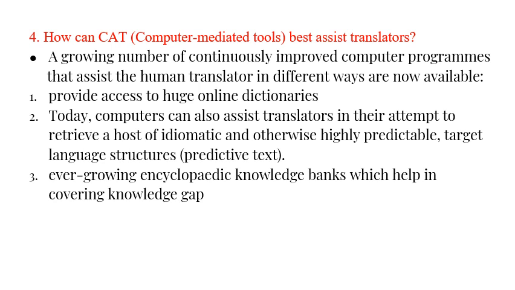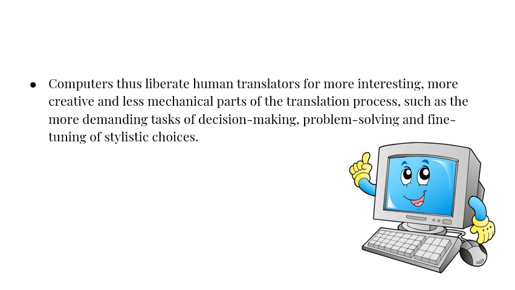So for example, if you're translating a text and the text mentions the name of a character in a movie, or a name of a special public holiday or something that the translator might not be aware of, here comes the CAT. Computer-mediated tools can help with that, can draw the attention of the translator to special events, for example, or the names of special characters and so on. So computers thus liberate human translators for more interesting, more creative, and less mechanical parts of the translation process.